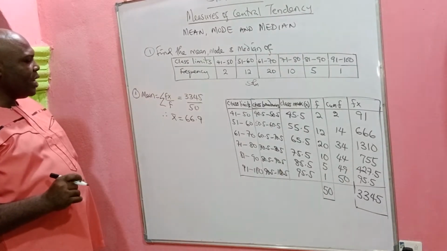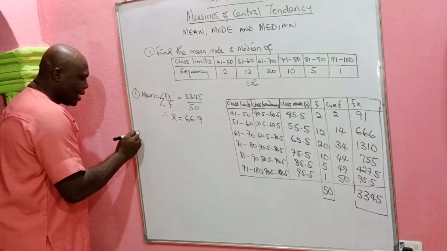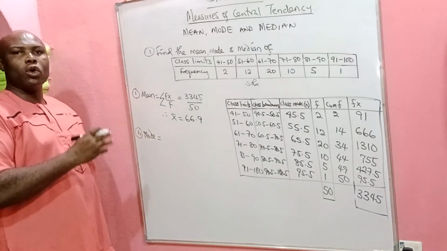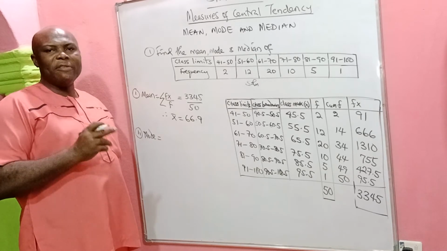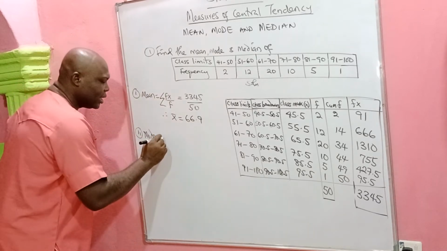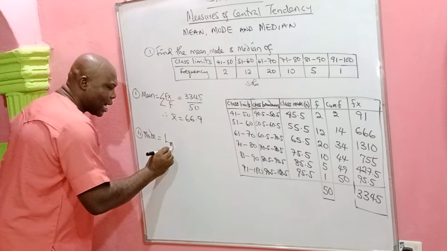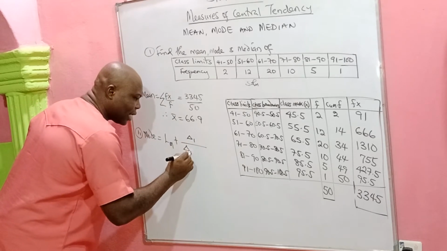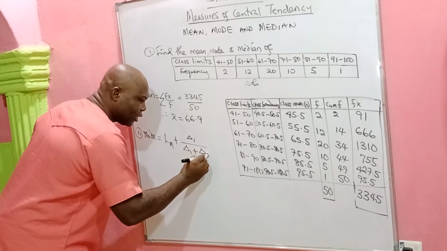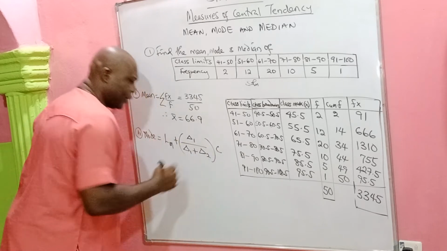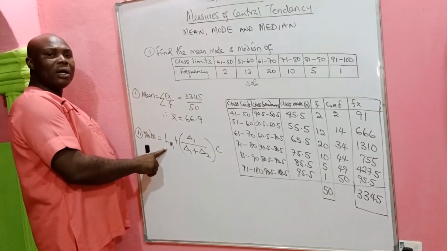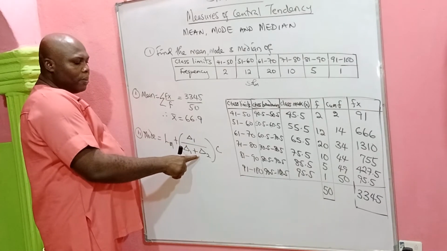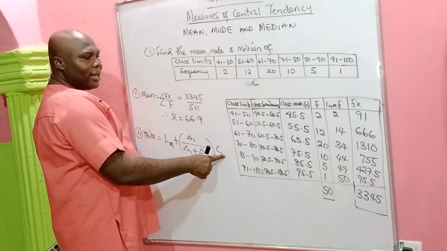After the mean, we need the mode. Alright, so our mode will be equal to, now for a group frequency distribution, we have a special formula for the mode, and the mode is given as lower boundary of the modal class plus delta 1 all over delta 1 plus delta 2 multiplied by c. Alright, so the mode is the lower boundary of the modal class plus delta 1 all over delta 1 plus delta 2 multiplied by the class size.